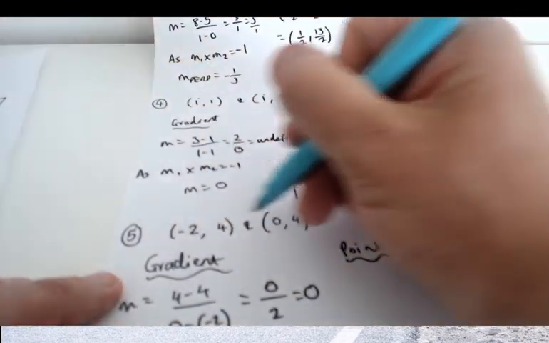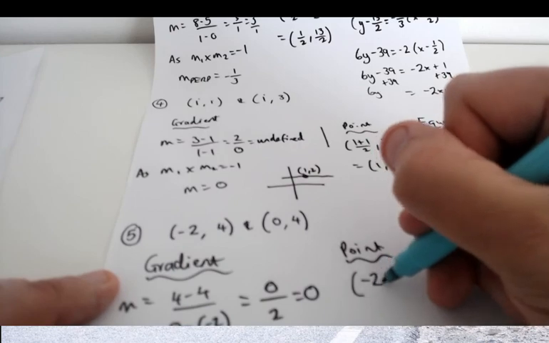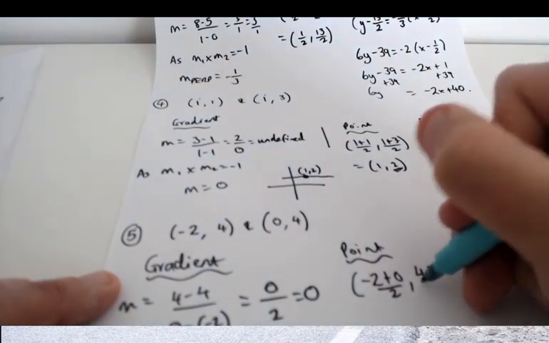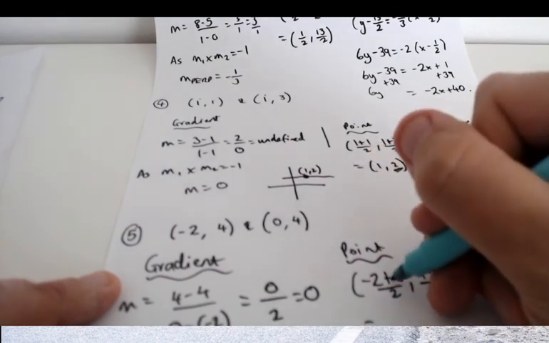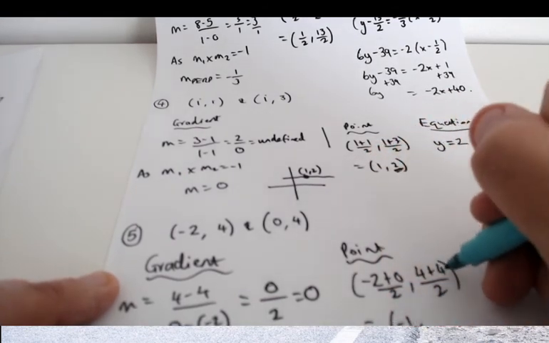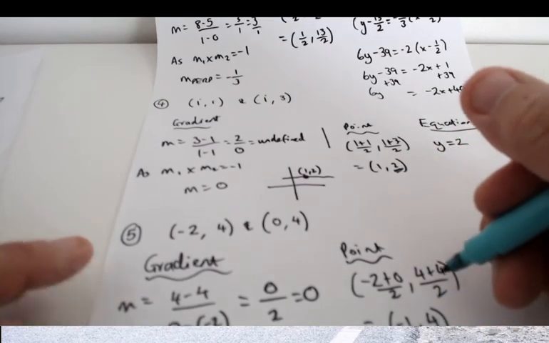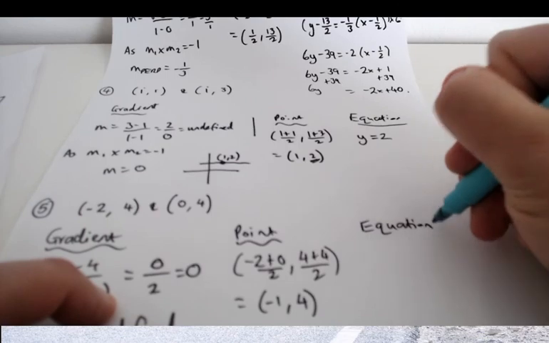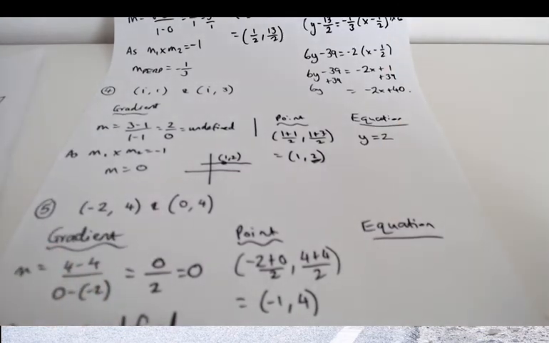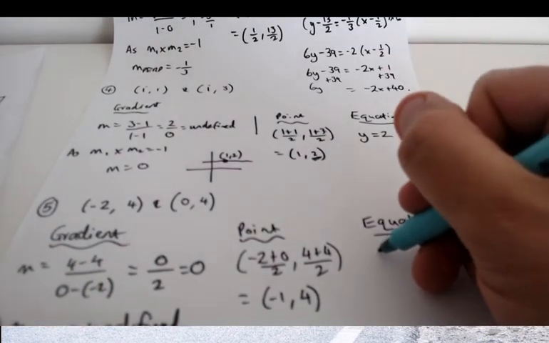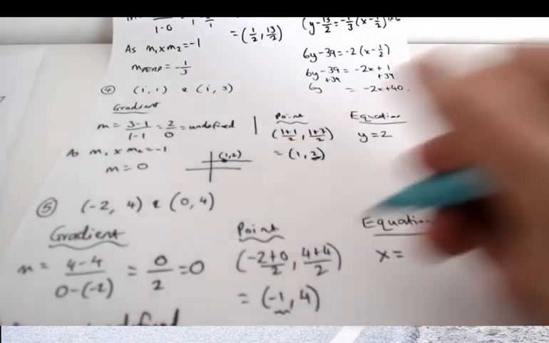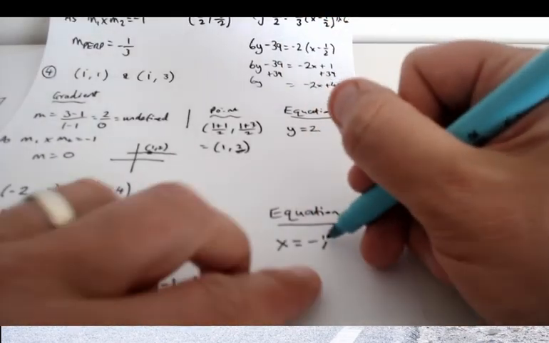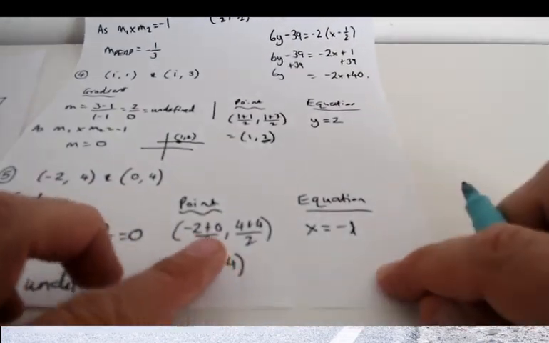My point: the midpoint of this, so I need to add together my x's, minus 2 add 0, half, and add together the y's, 4 add 4, half. That will give me minus 2 divided by 2, minus 1, and 8 divided by 2, 4. I'm now going to write down the equation of this vertical line. A vertical line has equation x equals the x coordinate. x will equal minus 1.